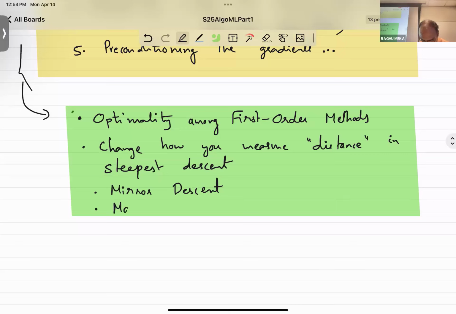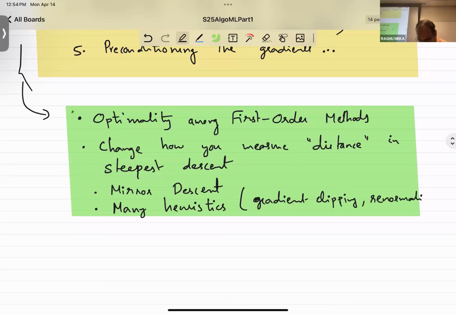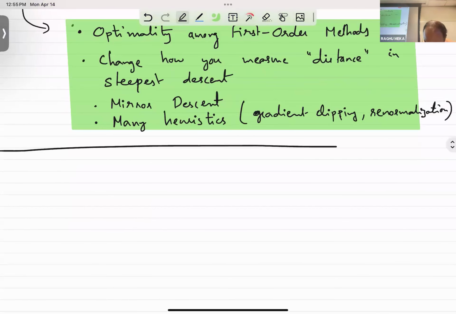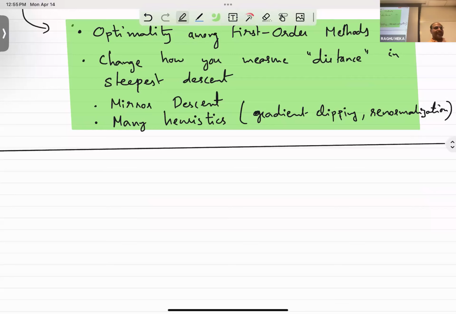And of course, we also did not cover many important heuristics that people use, like gradient clipping. There's something called renormalization, which also can be seen as a heuristic based on gradient descent and so on. Okay, so many things that we did not cover, right? But let me say a few words about how you can extend gradient descent more generally to convex functions.